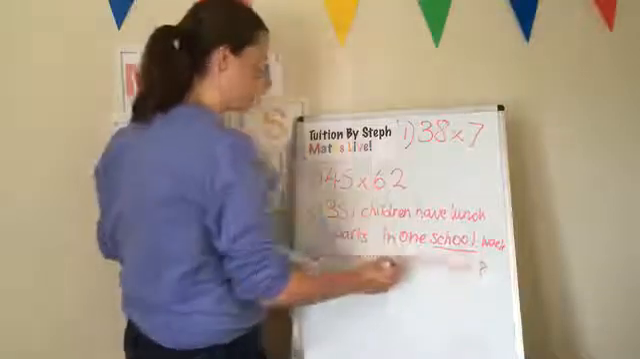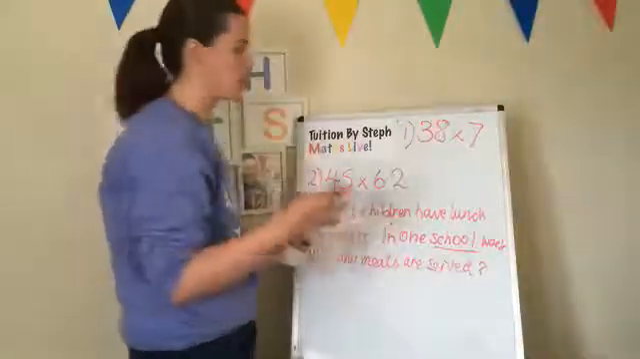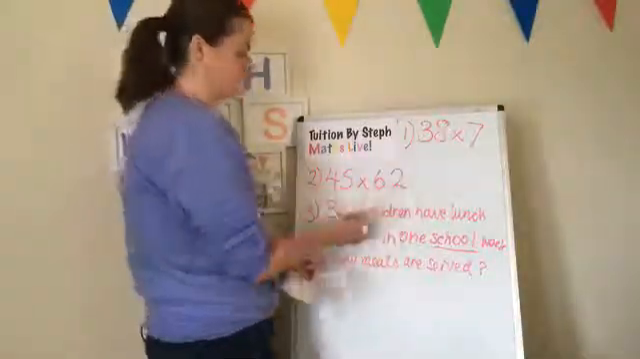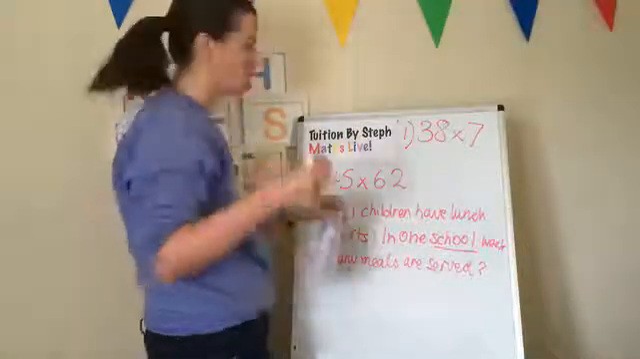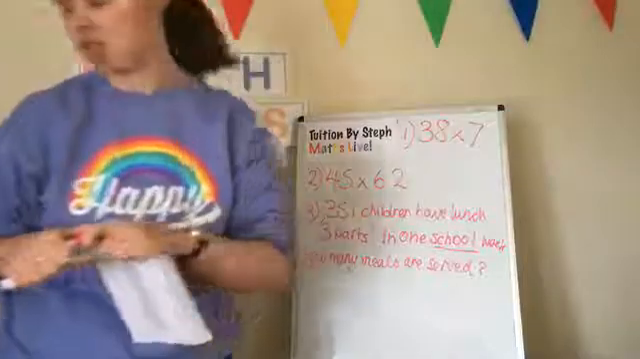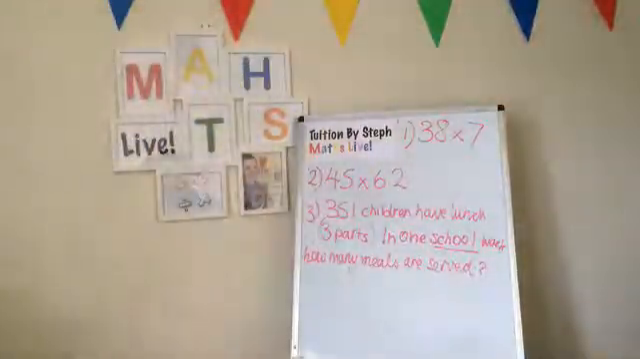Okay, and it's how many meal portions, not how many meals. It's easy how many meals, 351 children, they all have a meal, but how many meal parts are served all together? Check that one, even if you've had a go.